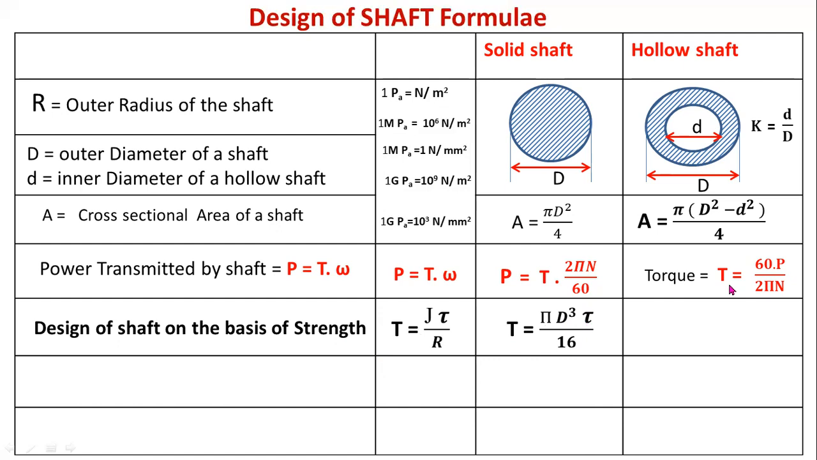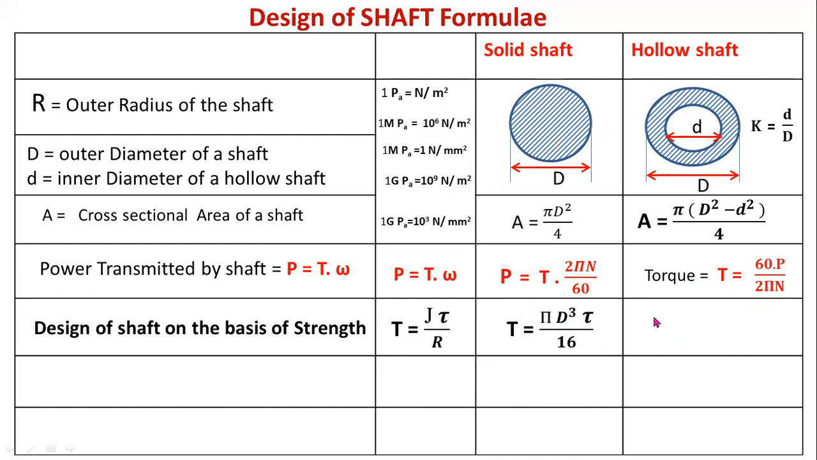From the equation torque T equals 60 into P by 2 pi n, we can get the value of mean torque. After getting the mean torque, we have to substitute that torque value in this equation. After substituting the value of T, you can get the value of outer diameter d. So this formula is used for design of a solid shaft on the basis of strength.